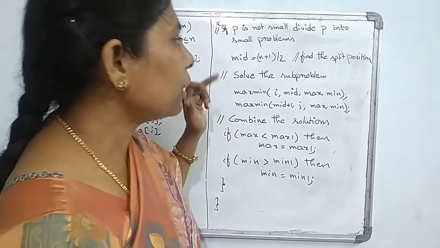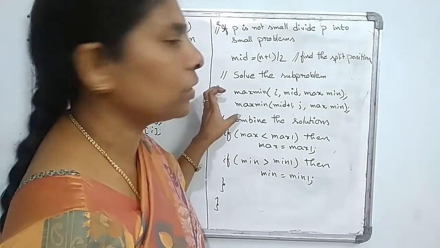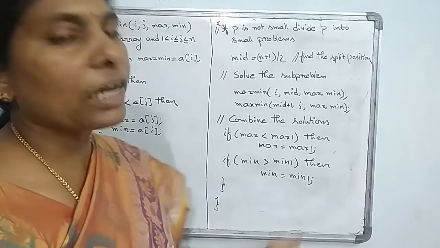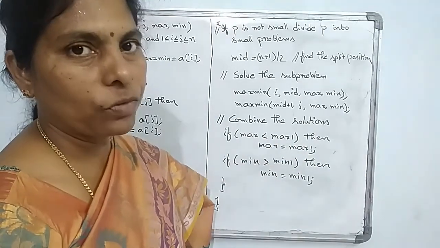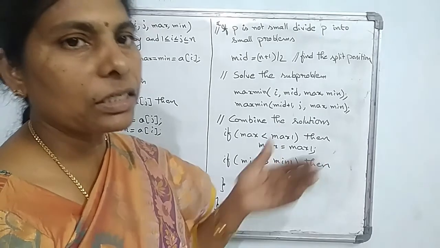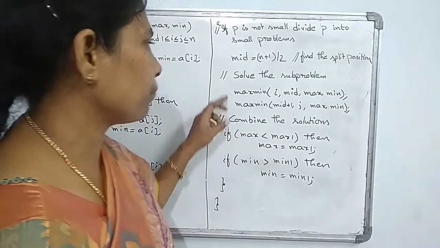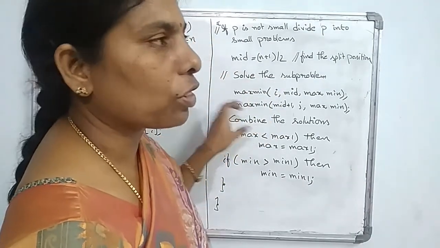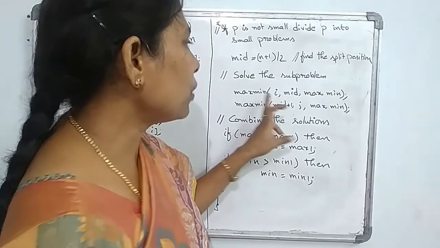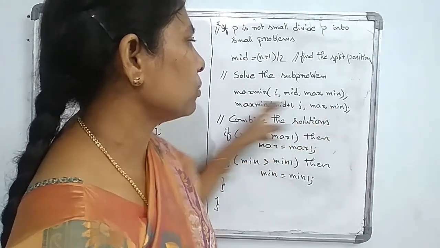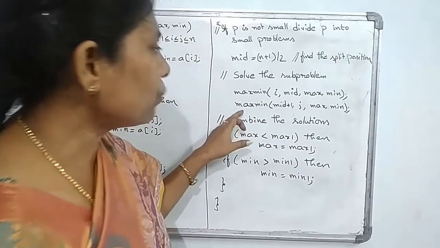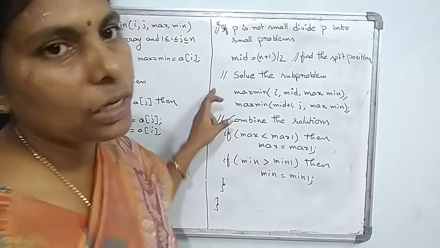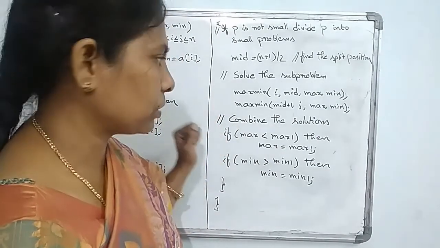If after splitting the array you have more than two elements, then again you can divide that array into another sub array. The division process must be done recursively until you have two elements. After dividing the sub problems, you again apply the algorithm MaxMin. First you apply it to i, mid, max, min. This is the first part, and the next one is the second part, mid plus 1 to the remaining elements. These two steps must be done recursively until you have two elements.